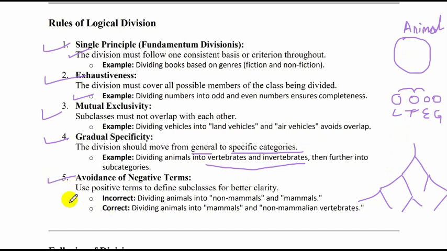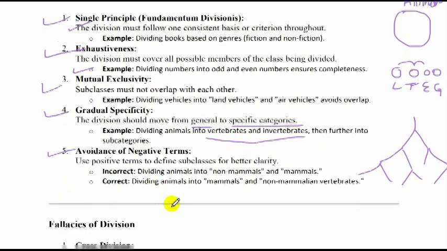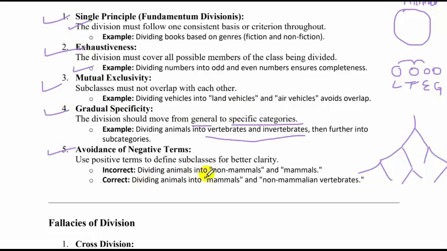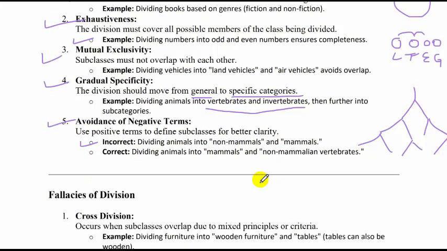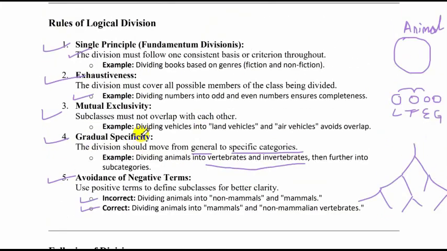Avoiding of negative terms. Use positive terms to define subclass for better clarity. The incorrect way of division is dividing animals into non-mammals and mammals. That is, you start with mammals first and then non-mammals. This is very simple. So there are 5 rules of division in logic.